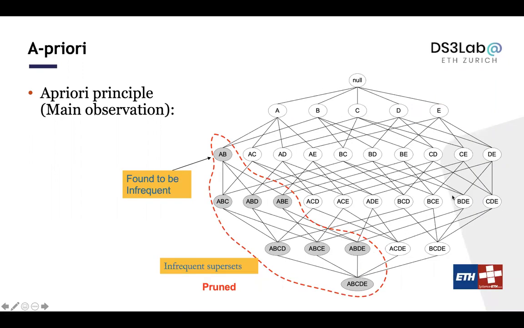On the other hand, if I know some item sets are not frequent, for example, if I know AB is not frequent, then I do not need to care about this region anymore, because all the supersets of AB will also not be frequent. So this algorithm is based on these two very simple observations to prune this lattice.